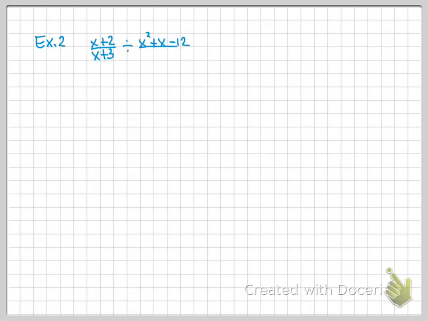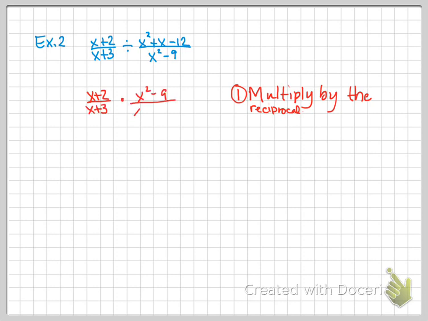Example 2. x plus 2 over x plus 3 divided by x squared plus x minus 12 over x squared minus 9. So the first step, when we're dividing fractions, we want to multiply by the reciprocal. So we want to keep the first fraction the same, change the divide to multiply, and flip the second fraction. So we get x plus 2 over x plus 3 times x squared minus 9 over x squared plus x minus 12.